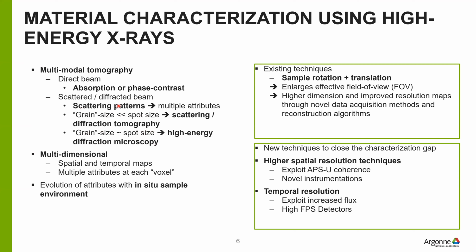Bottom line is that because we're looking at scattering phenomena, we're looking at multiple attributes such as strain, orientation, dislocation density, whatnot. And we typically combine all these measurements so that we have a fuller picture of the sample with different attributes. And of course, we include in situ sample environments because we want to track how the sample is changing with applied stimulus and understand material behavior.